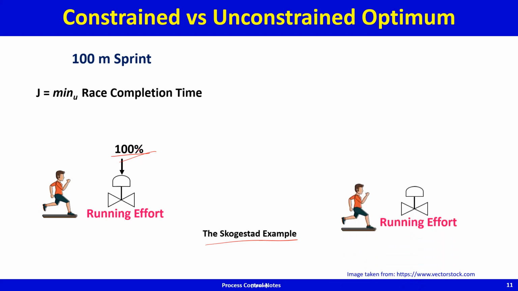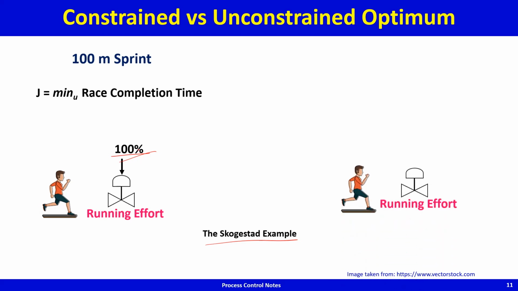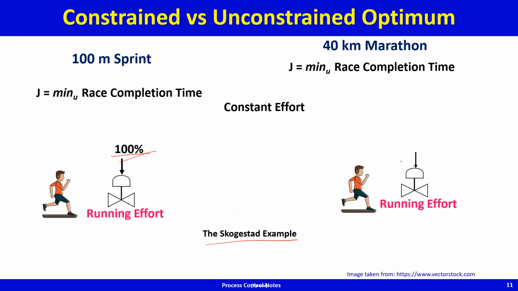Now consider the same runner. Degree of freedom is running effort, but now you're supposed to run a 40-kilometer marathon or a 20-kilometer marathon. And again, the objective is to minimize the race completion time. And one may say, okay, instead of 100% effort, maybe I'll run at 30% effort all the time. So my operating policy is constant effort, and the constant effort value may be 30%, let us say. Is this the best way of doing it? We all know by intuition, no, this is not the best way of doing it.